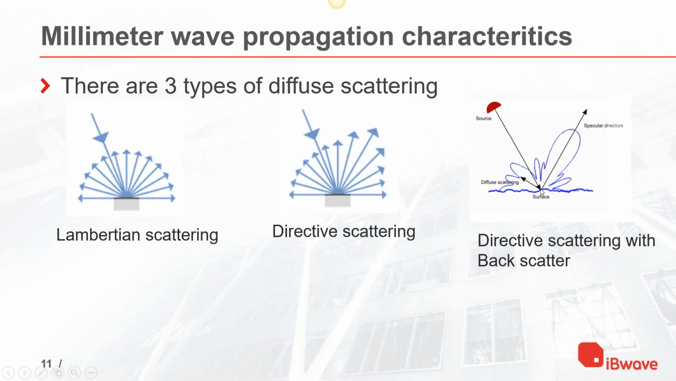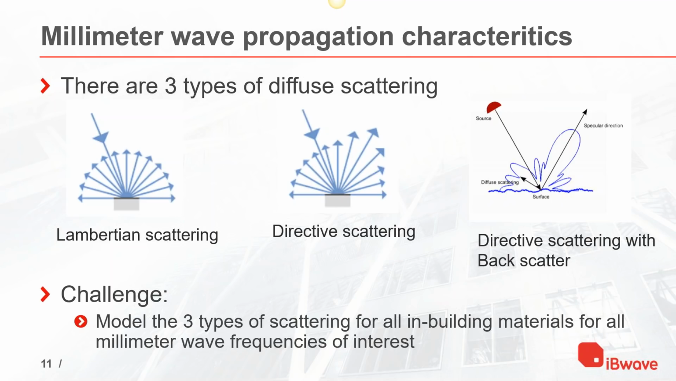Then the last one is, to me at least, the most peculiar one. I have an incoming signal, and it reflects and takes most of the power with it. There is some scattering, but then there is some back scattering that goes in the opposite direction of the reflection of the incoming signal. So this is another challenge for us, to model those three types of scattering for all in-building materials, for all millimeter wave frequencies of interest.